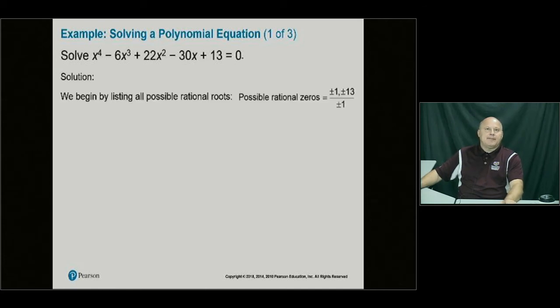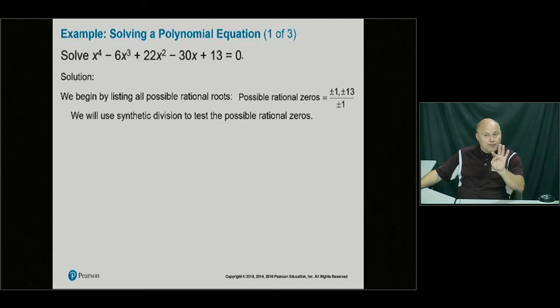So we begin with possible factors. We have plus or minus 1 and plus or minus 13, because those are the possibilities for p, the constant term, 13 at the end, and the plus or minus 1 at the beginning. So we have those possibilities. If you look through all the permutations of that, it's going to be 1, negative 1, 13, and negative 13.